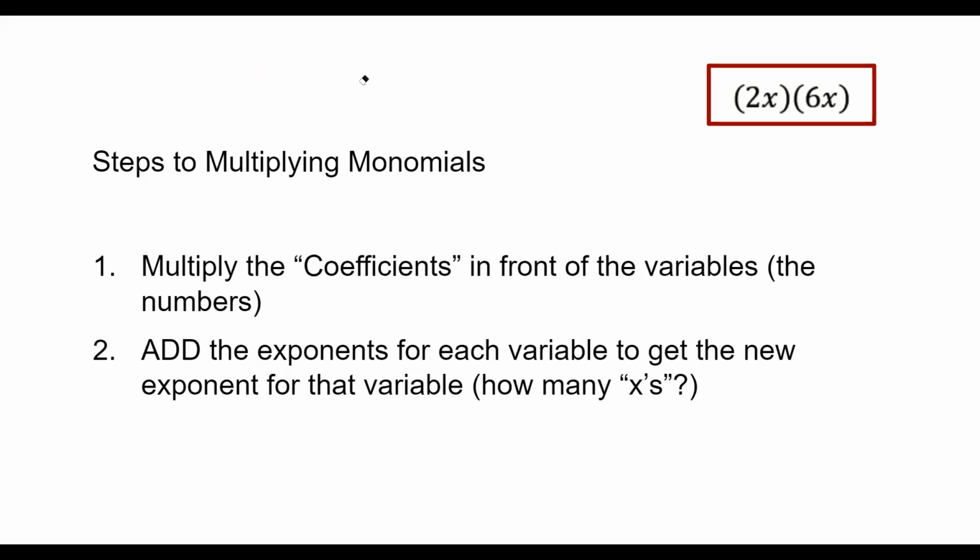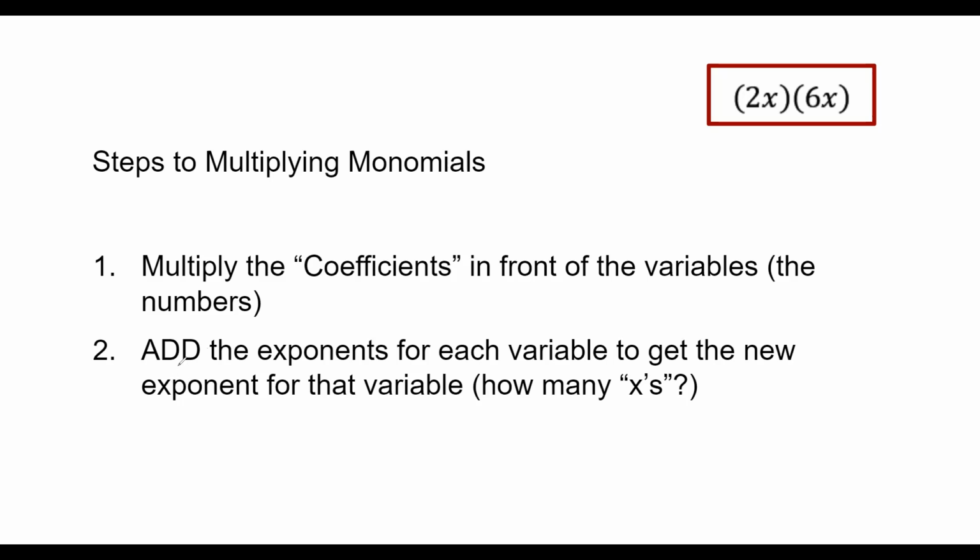So let me erase that. Here's an example up here of the multiplication of two monomials. We're multiplying 2x and 6x. That's actually one of the examples I will be covering in a few minutes. So there are two main steps to multiplying monomials. First of all, multiply the coefficients. The coefficients are the numbers in front of the variables. So in this case, we have a coefficient of 2 in front of this x and a coefficient of 6 in front of that x. As I said, we will be doing that problem in a few moments.